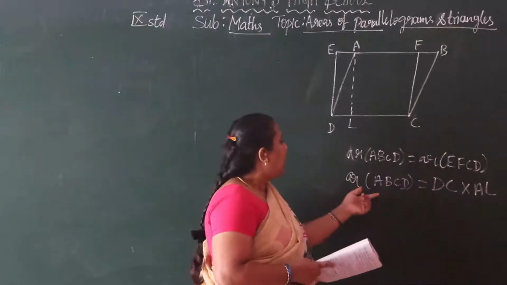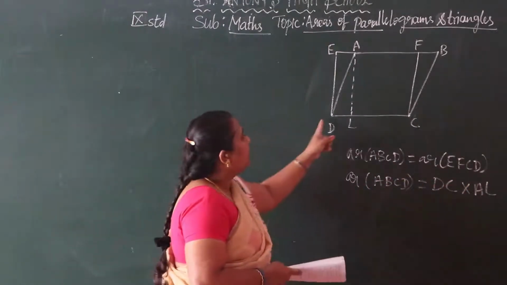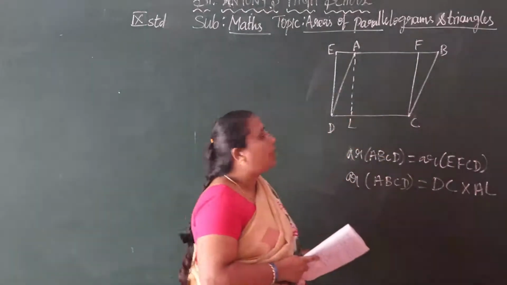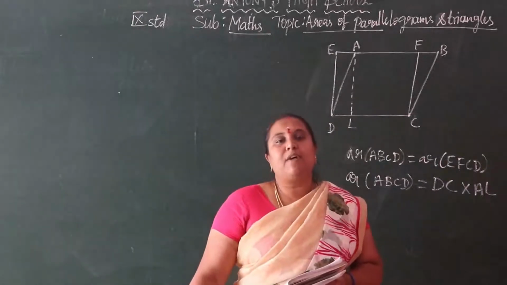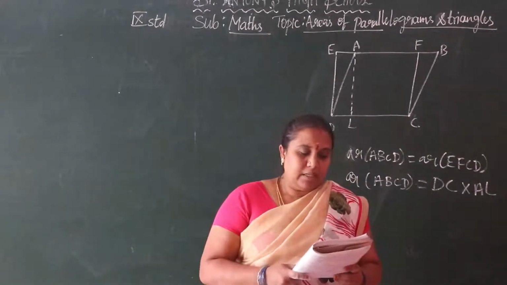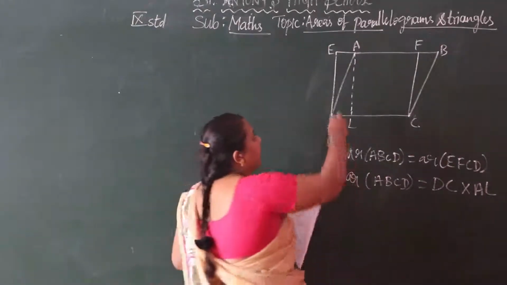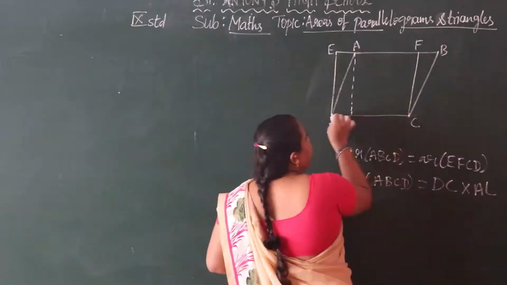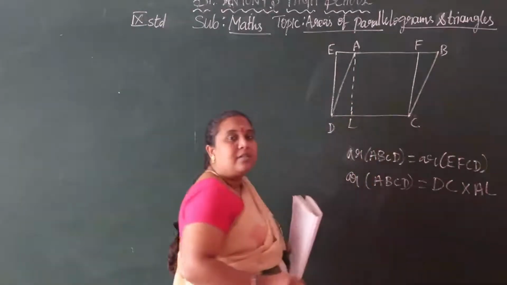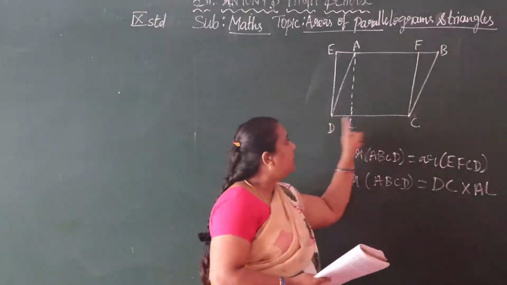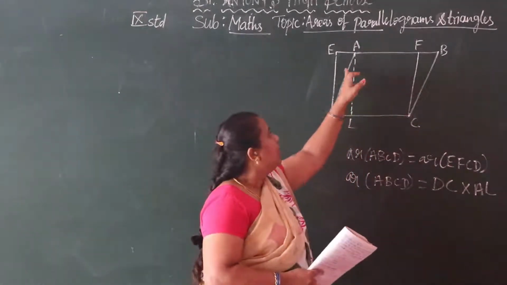That's it. And we have to show area of ABCD equals DC into AL. So here we know the formula. What is the formula to find the area of a rectangle? That is the area of rectangle EFCD. This is the height of the rectangle. AL is perpendicular to DC, which means this is the height of the rectangle.